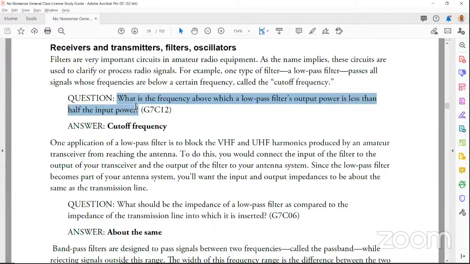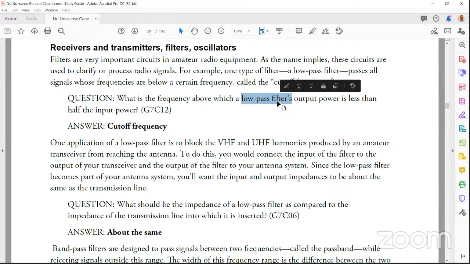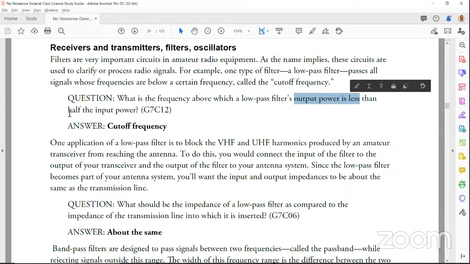Next question in the question pool. What is the frequency above which a low-pass filter's output power is less than half the input power? So let's dissect this question. They're asking us, what is the frequency? Above which a low-pass filter, so if you recall last class, we had the graph of the low-pass filter, where the output power is less than half the input power.